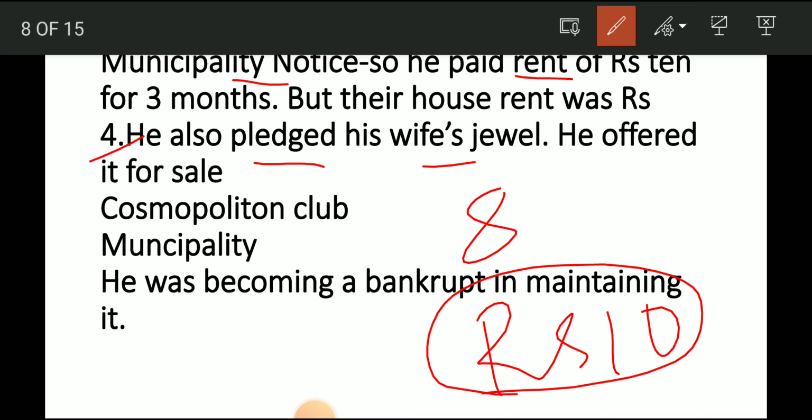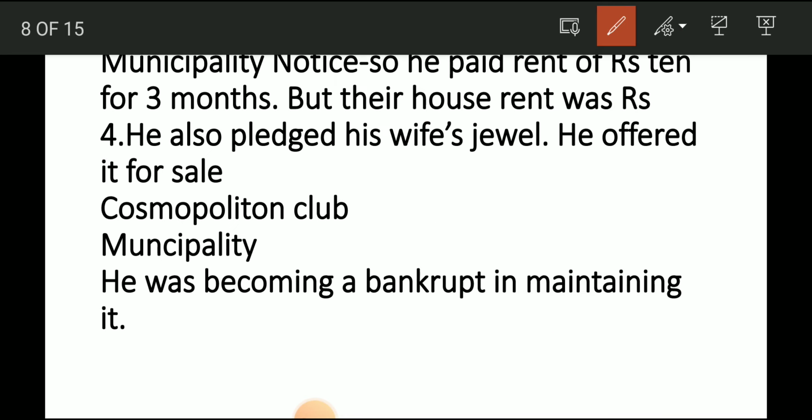Then he offered it for sale to each and every man whom he met. He asked them to buy it, but no one is ready to buy it. On somebody's suggestion, he goes to the Cosmopolitan Club, and there he heard that they play tennis. So he tells the head of the Cosmopolitan Club, you please buy this, and you'll need it because you play tennis. To that he says, no, we are not interested.